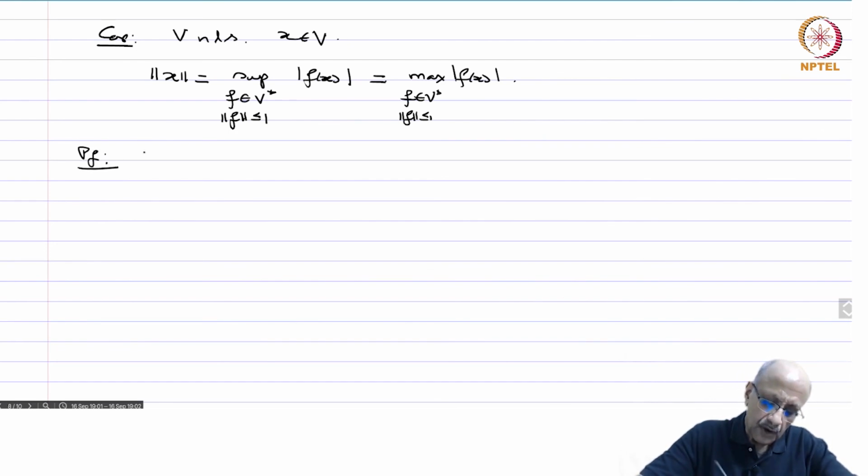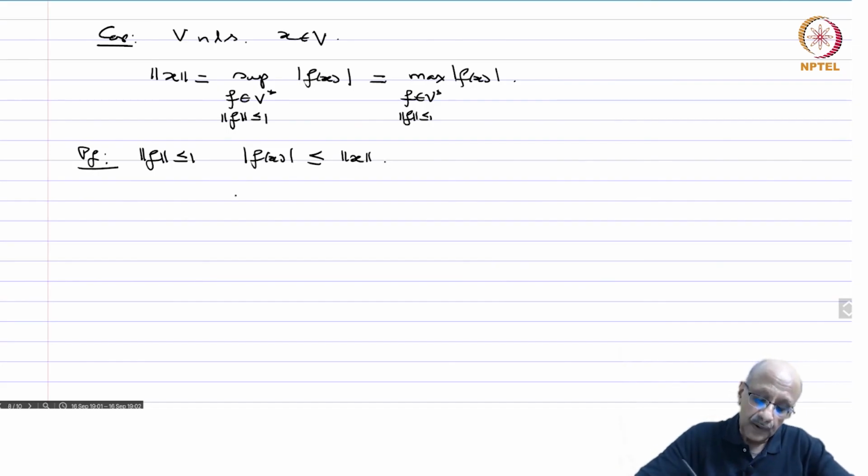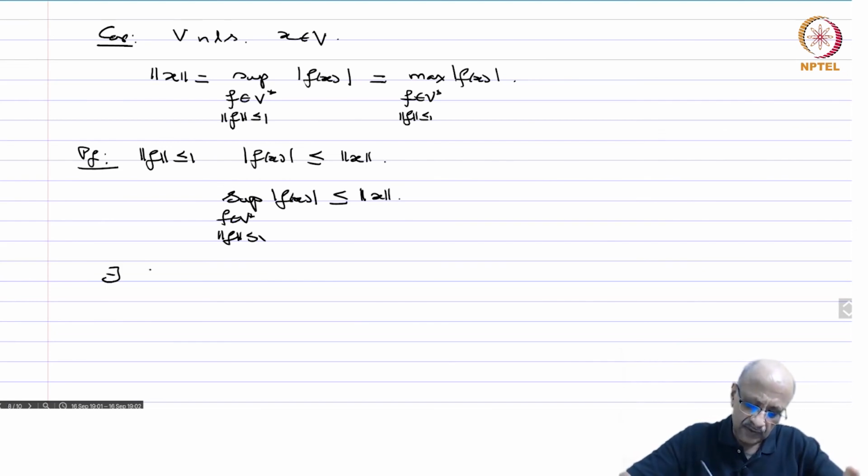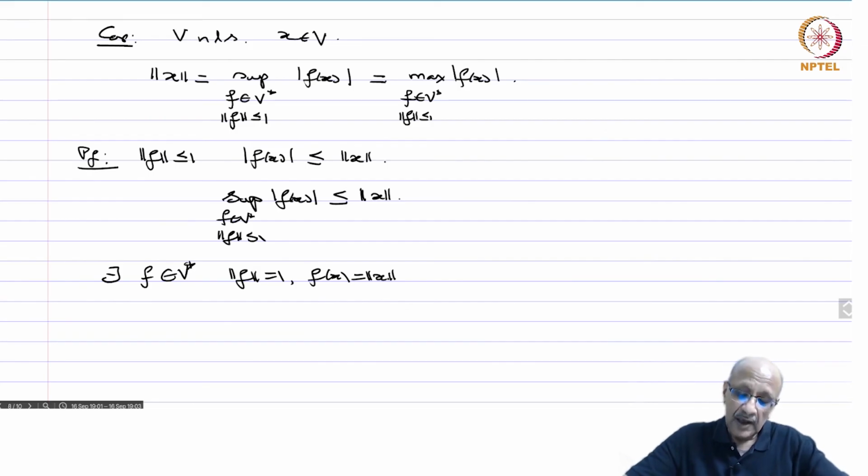Okay, so proof. If norm f is less than or equal to 1, what about mod f of x? This is less than or equal to norm x, and therefore the sup of mod f of x over f in V star, norm f less than or equal to 1, is of course less than or equal to norm x. On the other hand, we already found there exists f in V star with norm f equal to 1 and f of x equals norm x by the previous corollary, and therefore the supremum is in fact equal to norm x, and since it is attained for a particular functional, in fact it is equal to the maximum. Now this is the starting point of a very interesting concept which we will see next.